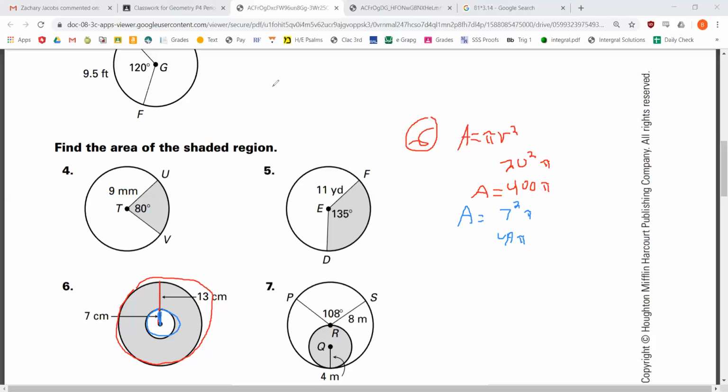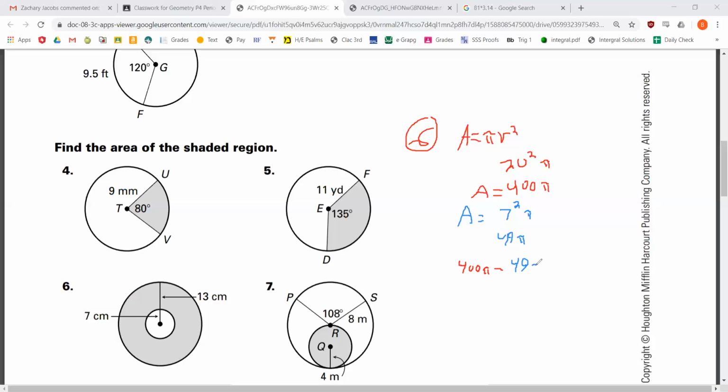Now, if I'm taking the big red circle and removing the little blue circle, what can I do mathematically to represent removing something? There's 4 operations: adding, subtracting, multiplying, dividing. What operation would represent me removing it? Divide. Divide would be cutting it into small pieces or equal pieces. Subtract. So it's going to be subtract. So what I'm going to do is take the area of the big circle, which is 400 pi, minus the area of the small circle, 49 pi.